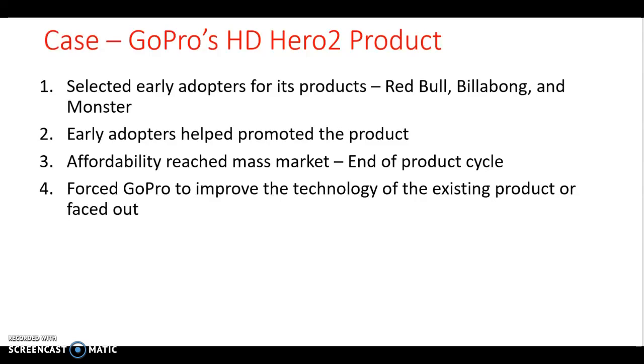These are three big players acting as marketing agents for the company, like Red Bull, Billabong, and Monster. These early adopters actually helped promote the products as a communication channel to the customers. And when the products get massively produced, the price is forced to come down and the product gets to the end of its life cycle.